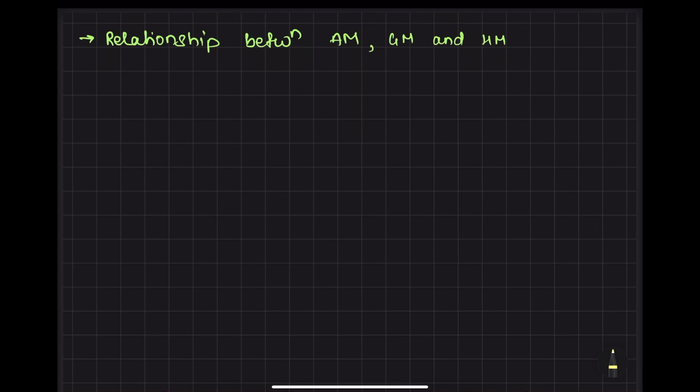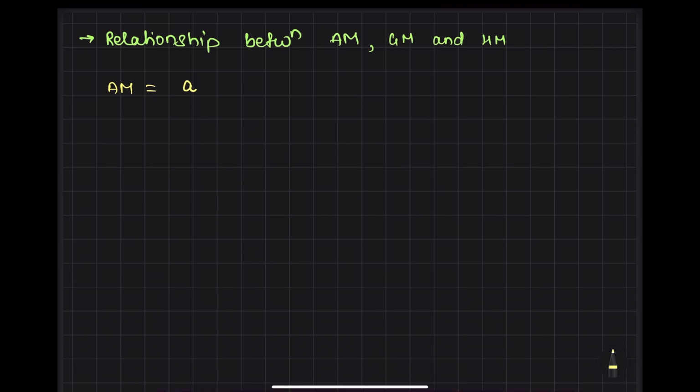So, we've got a wholesome new session in which we will understand the relationship between AM, GM, and HM. First, we will try to understand what AM is. You know that AM means arithmetic mean.